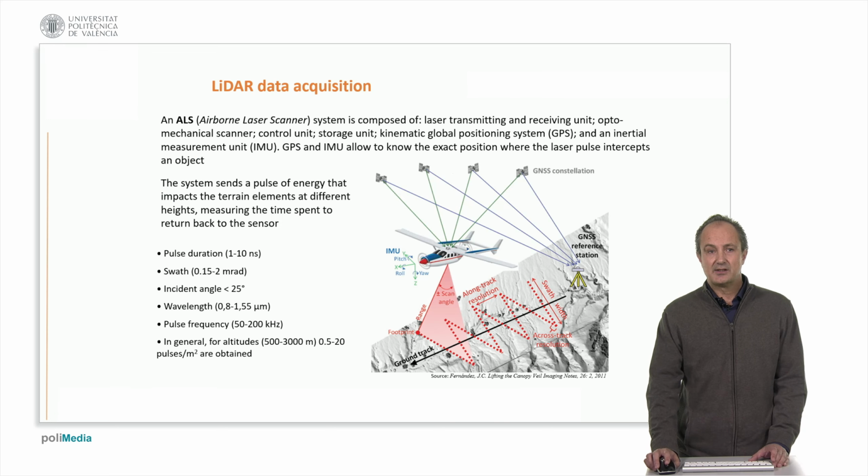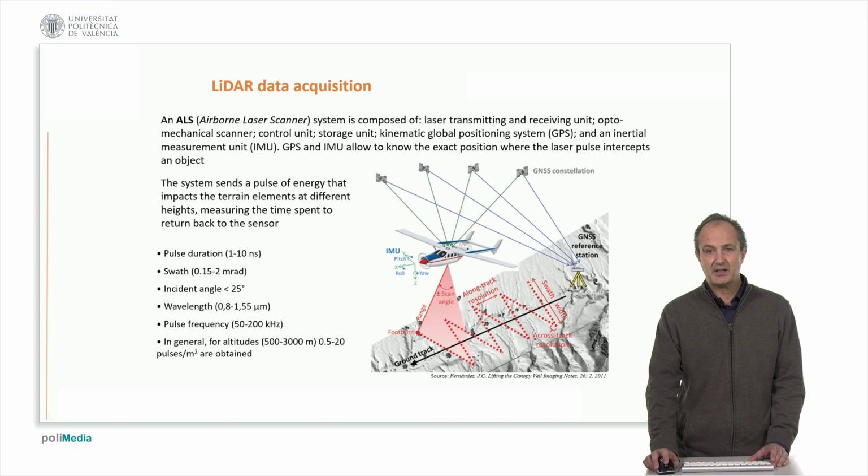An airborne laser scanner system has several components: a unit transmitting and receiving the laser beam, an optomechanical scanner, a control and storage unit, a global positioning system providing the dynamic location of the sensor, and an inertial measuring unit that registers the movement around the three main inertial axes.